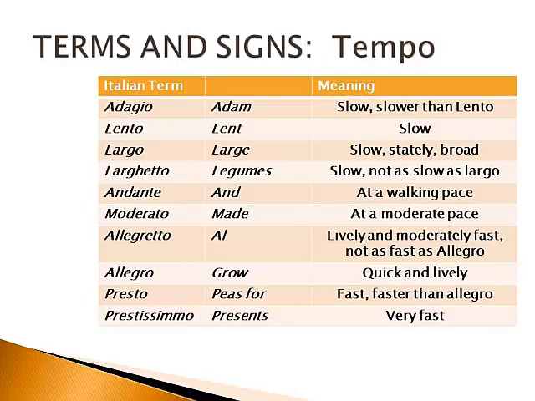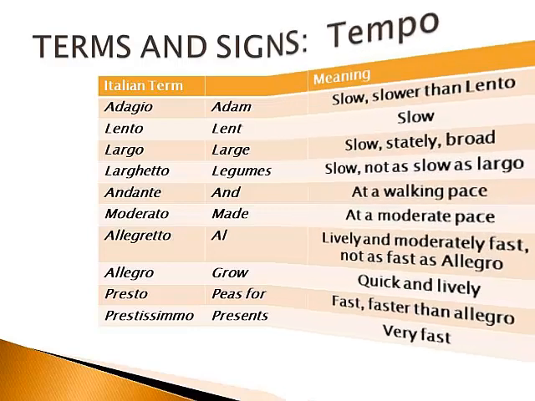I've written in the middle column here a saying that might help you remember. Adam lent large legumes and made Al grow peas for presents. Adam, adagio. Lent, lento. Large, largo. Legumes, larghetto. And andante, made moderato. Al, allegretto. Grow, allegro. Presto, peas. And presents, prestissimo. That might help you remember which is the slowest and which is the fastest.